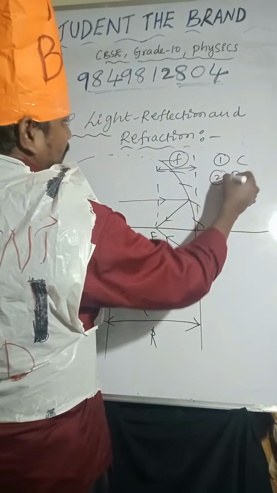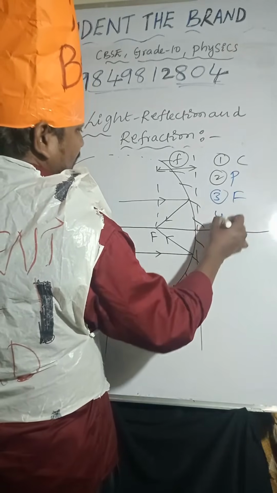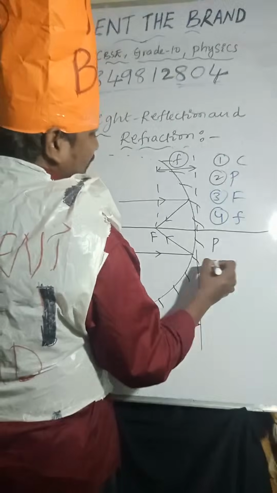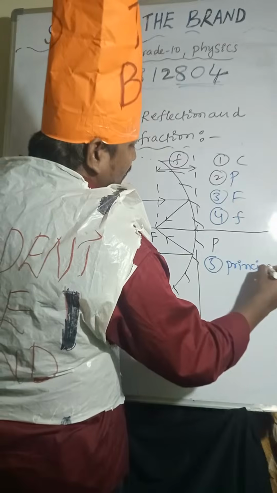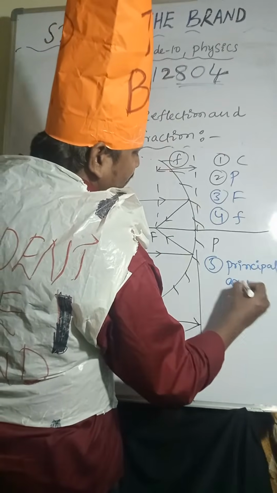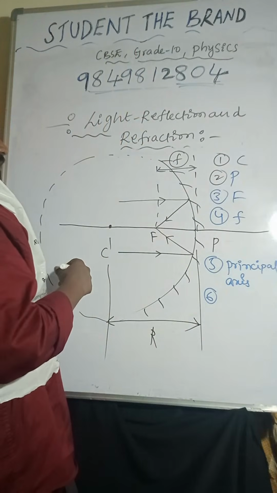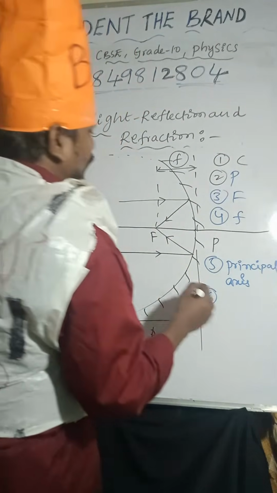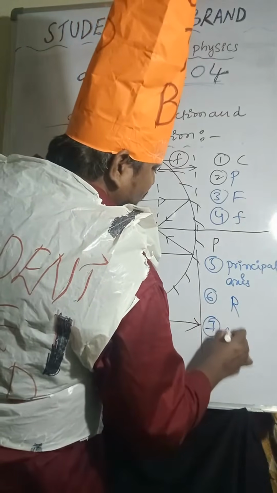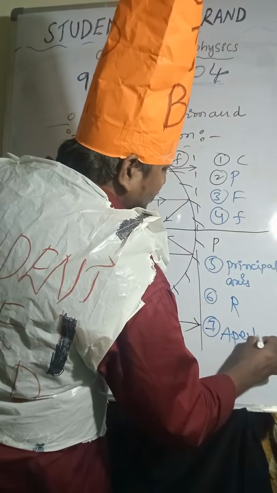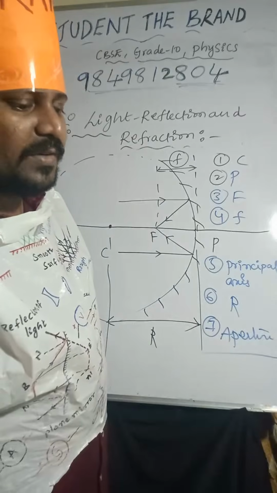Center of curvature, pole, and focal length. So principal focus, and fourth one is focal length. Fifth one is principal focus, and sixth one is principal axis, and seventh one is radius of curvature, and aperture. Aperture is nothing but reflecting surface, so where reflection takes place.